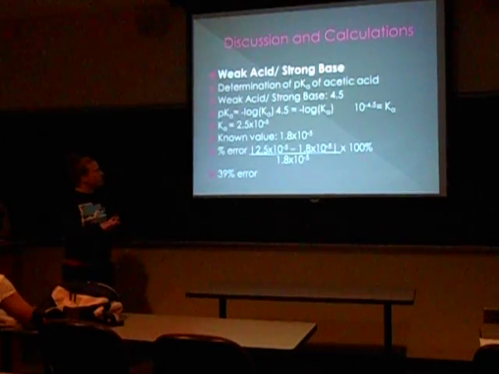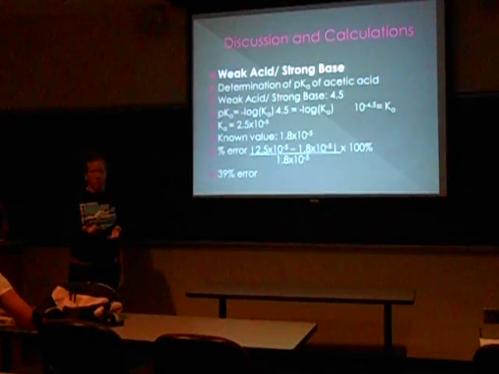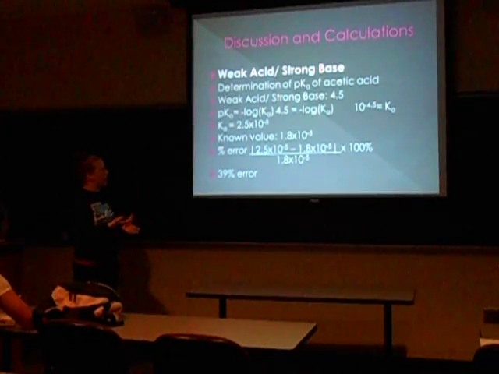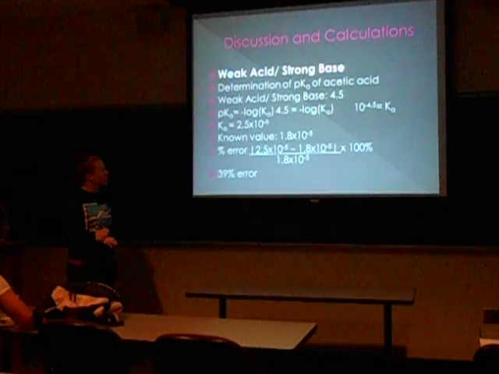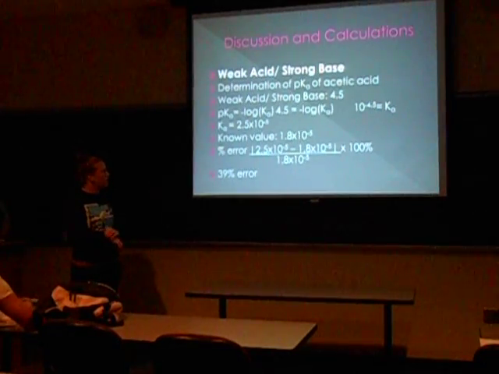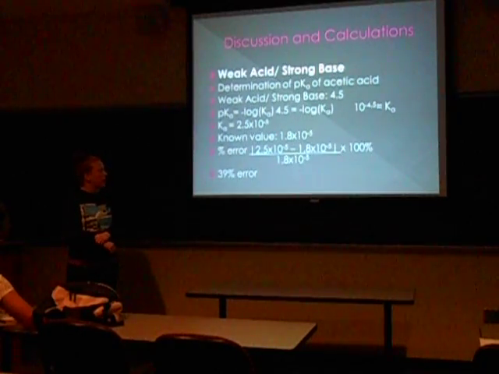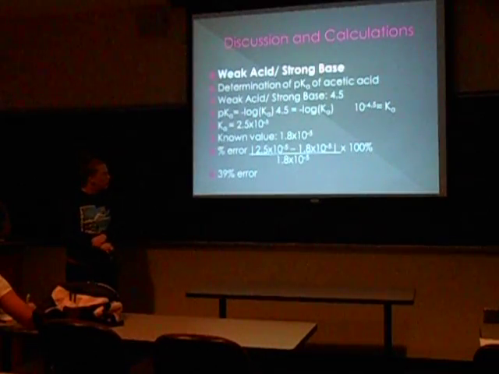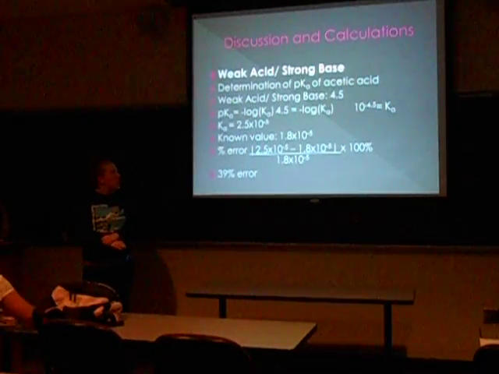Our calculations to determine the pKa of the acetic acid: you took the pKa which we found from the graph. To find the Ka, you took the negative log of the Ka, so you would take 10 to the negative 4.5, which was the pKa found, to find the Ka, which was then found to be 2.5 times 10 to the negative fifth. The known value for acetic acid, the Ka, is 1.8 times 10 to the negative fifth. So then we found our percent error of that, and we got 39% error.